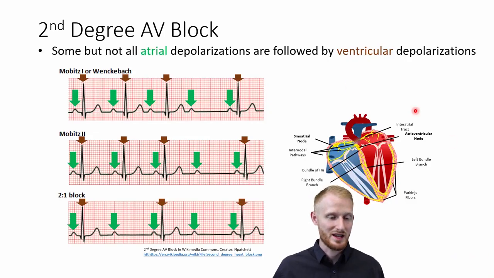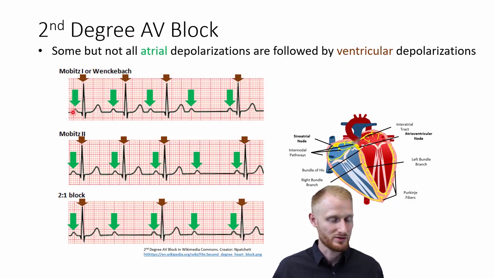Second degree AV block was the next on the list. Remember, this is when some but not all of the P waves have an associated QRS complex. So you can see three different types of second degree block here. So remember that we have P waves showing the atrial depolarization, then it gets to the AV node, which is where the blockage is, and then the signal gets to the ventricles causing ventricular depolarization. So if there's a block here that's causing some of the signal not to get through, that's, again, second-degree AV block. And so you can see these different examples here.